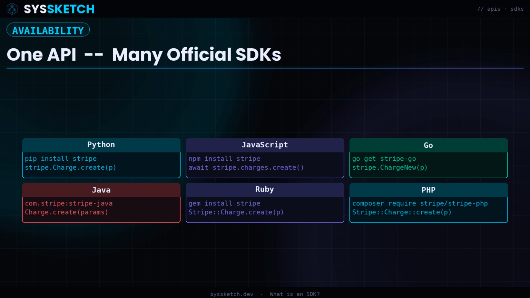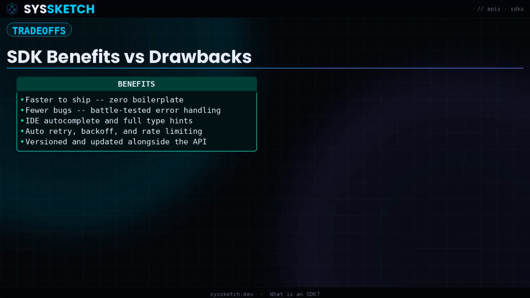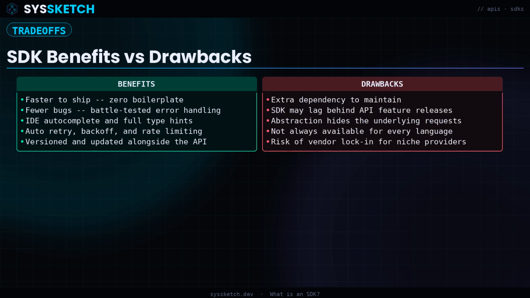One API, many official SDKs. Almost every major platform ships first-class support for the languages developers actually use. Stripe has Python, JavaScript, Go, Java, Ruby, and PHP. AWS has Boto 3 for Python, the JavaScript SDK, the Go SDK, and a dozen more. OpenAI ships Python and JavaScript packages on day 1 of every new feature. The pattern is consistent. You install one package, you get typed objects, you get IDE support, and you get a community of developers who have already hit every edge case you are about to encounter.